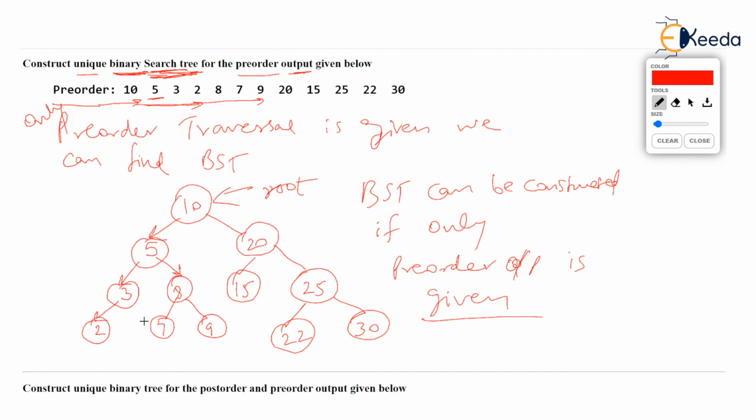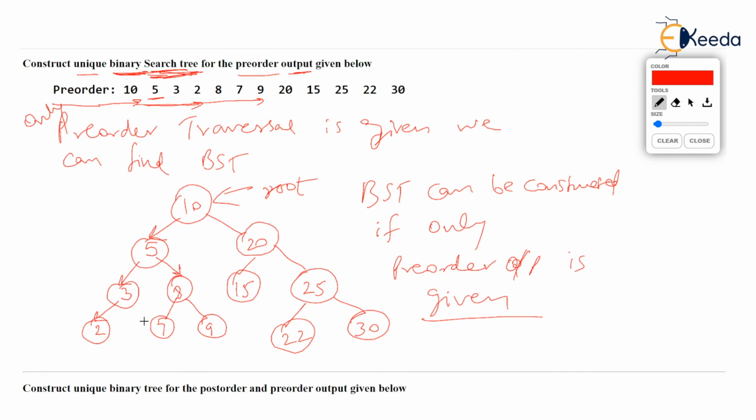But what if in-order was also given in this? Pre-order and in-order were both given. You can just ignore in-order because you know it is a binary search tree. In the question they have said that it is a binary search tree. You can use only pre-order, and as the data appears in pre-order, you construct the binary search tree. Okay, I hope you have understood all these questions.